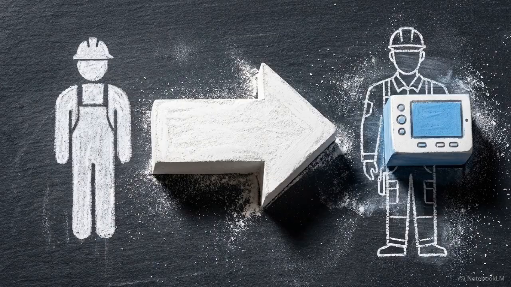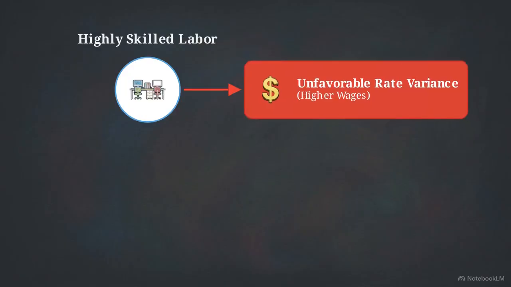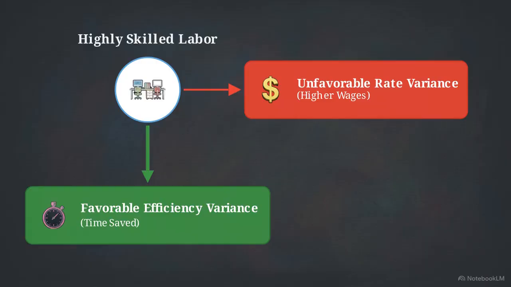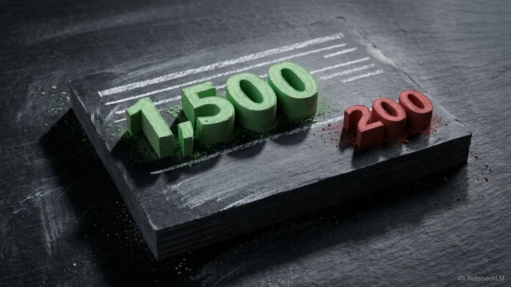But here is the operational paradox. Those skilled workers will complete the task in significantly fewer hours. The savings generated by this favorable efficiency variance can completely offset the unfavorable rate variance, resulting in a net financial gain for the company. A competent financial controller knows never to punish an unfavorable rate variance without first evaluating the efficiency return generated by that exact investment.